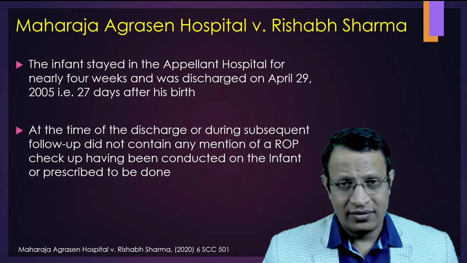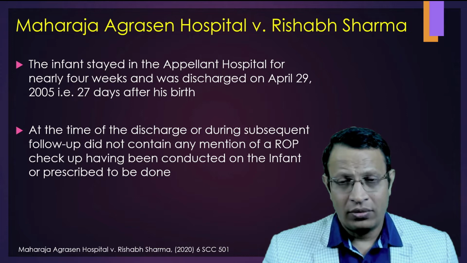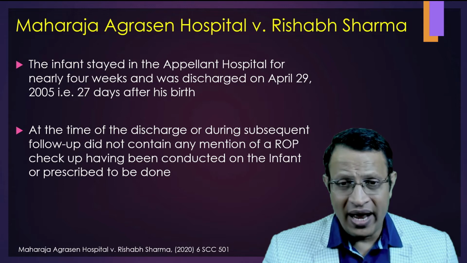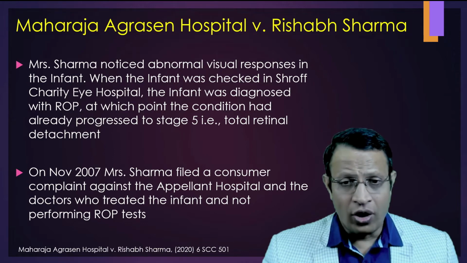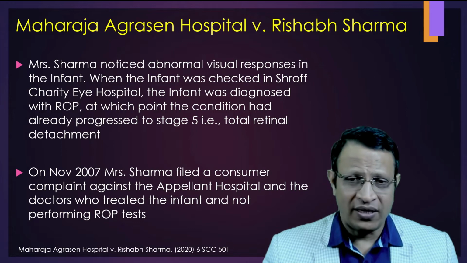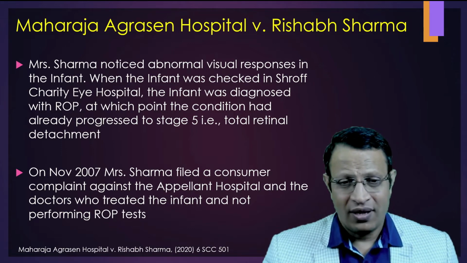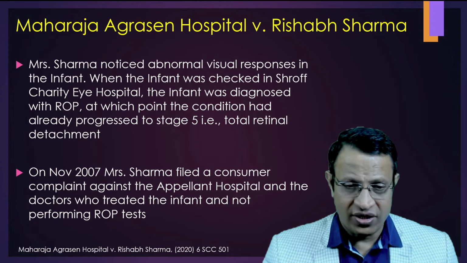Hence, after 2 years, mother Mrs. Pooja Sharma realized the child was unable to see. That means the child was becoming blind. Hence, she took the child to another hospital. Ophthalmological checkup was done in Sharaf Charity Eye Hospital. And there they diagnosed ROP, and they said it is stage 5. That means total retinal detachment. Rishabh Sharma had lost complete vision.